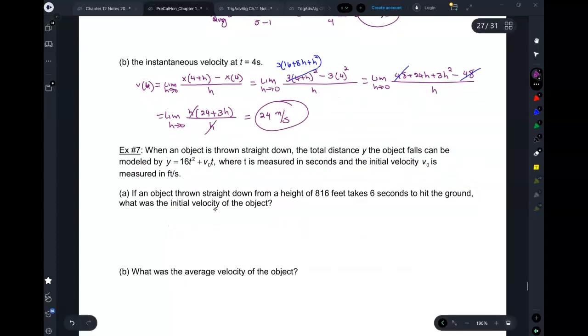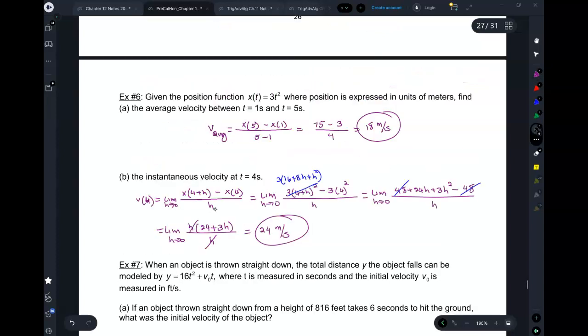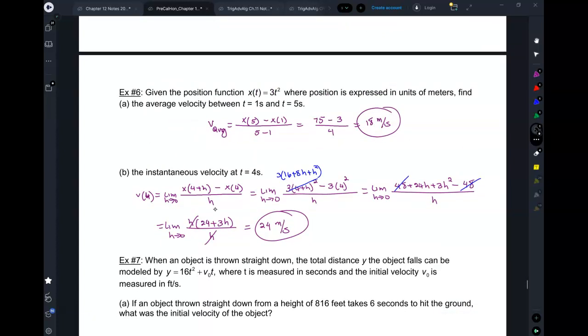So how do we know, I'm just confused with the units. How do we know it's meters per second? Because it tells you that position is expressed in meters, and it doesn't tell you what the time is. We just assumed seconds. Oh yeah, and these are seconds. But how do we know which one goes on top?